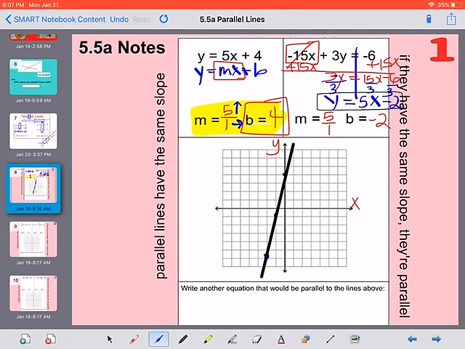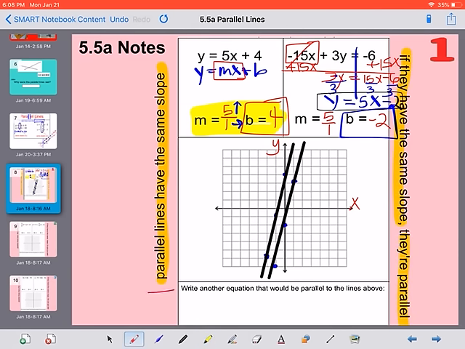Our second line begins at negative 2 on our y-axis, and our slope is rise 5 over 1. I can only go up 4, so I'm going to go the opposite direction from here, down 1, 2, 3, 4, 5, and over 1. So there we have our two lines. As you can see, they are parallel. They will not cross. Our words on the side here say parallel lines have the same slope, which means if they have the same slope, then they're parallel lines.